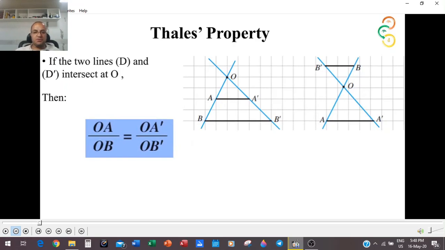As you can see here in these two figures, in this figure, OA over OB equals OA prime over OB prime. And in this figure, OA over OB, the 3 points O, A, and B are on the same line, is equal to OA prime over OB prime, and the 3 points A prime, O, and B prime are on the other line, okay? Now pay attention to this well. You can see them also in your books on page 85.